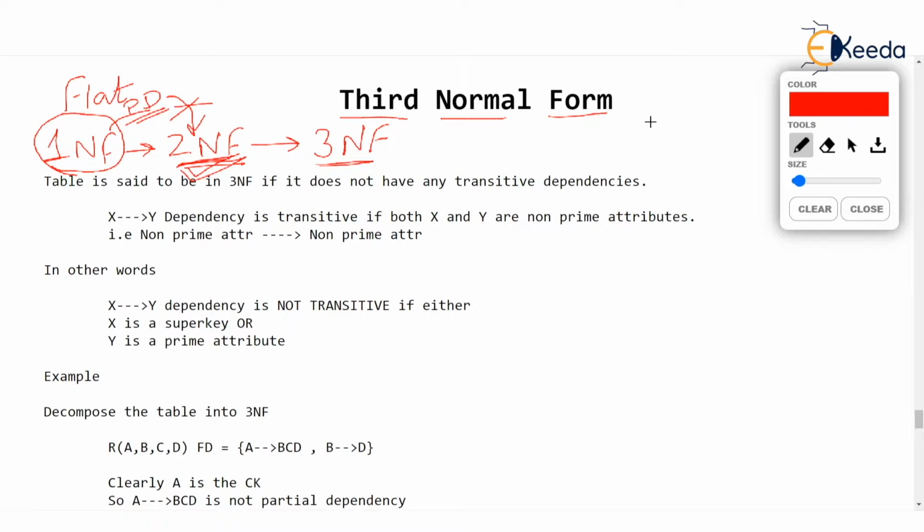Now it may happen that the table is in 2NF, but it has some transitive dependencies. What is a transitive dependency? Let's see. If the table has any transitive dependencies, then the table is not in 3NF. And if we remove all such transitive dependencies from the table, we get third normal form. So a table is in third normal form if there are no partial dependencies and if there are no transitive dependencies. Then the table is in 3NF. But first of all, what do you mean by transitive dependency?